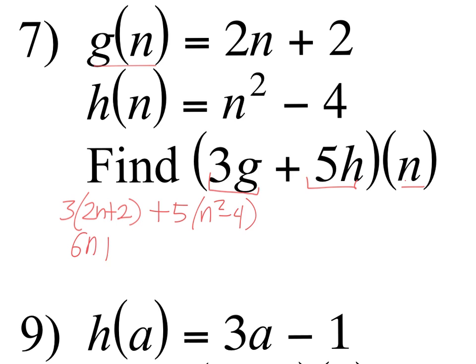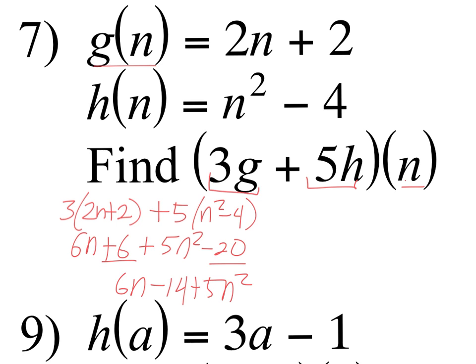So 6n plus 6 plus 5n squared minus 20. Since very little can be combined here, we are almost done. So 6n, 6 minus 20 is minus 14, plus 5n squared. Bada bing, we have an answer.